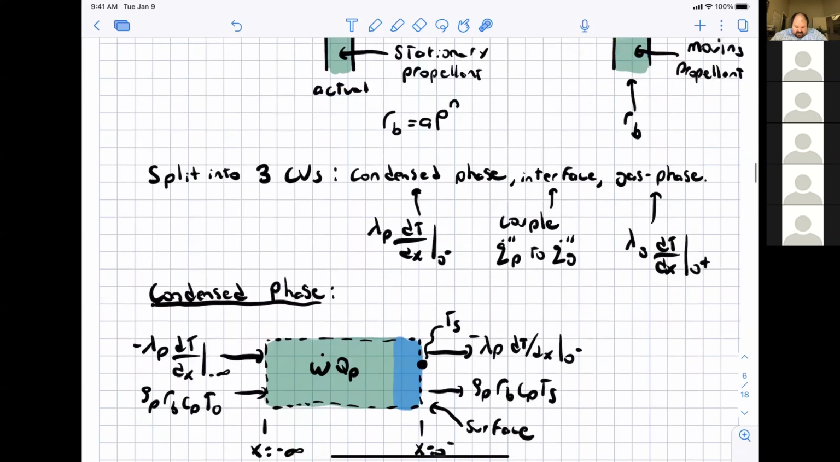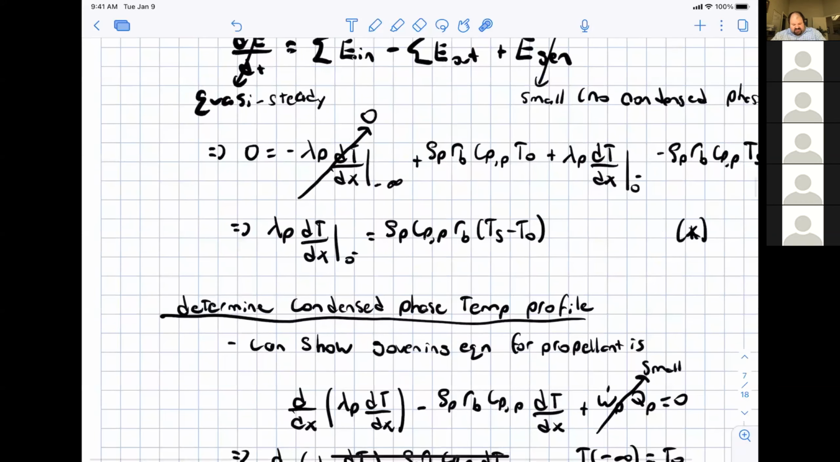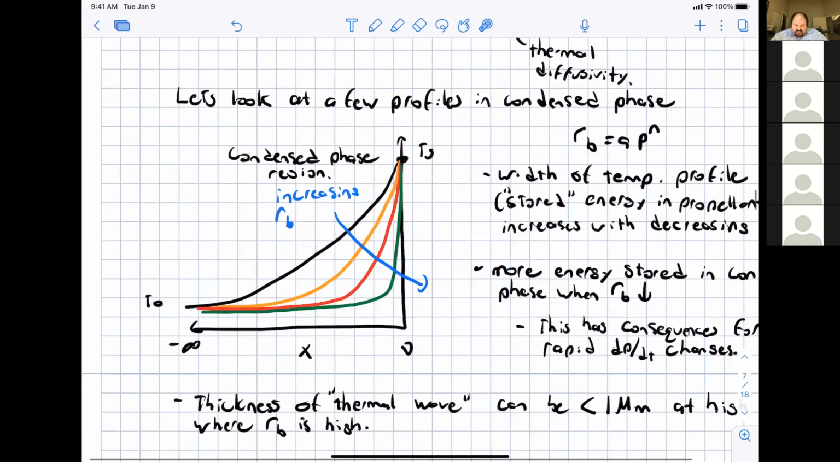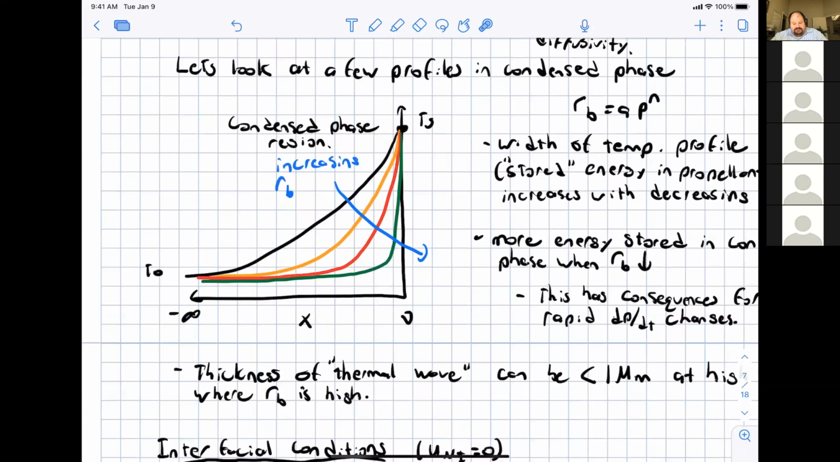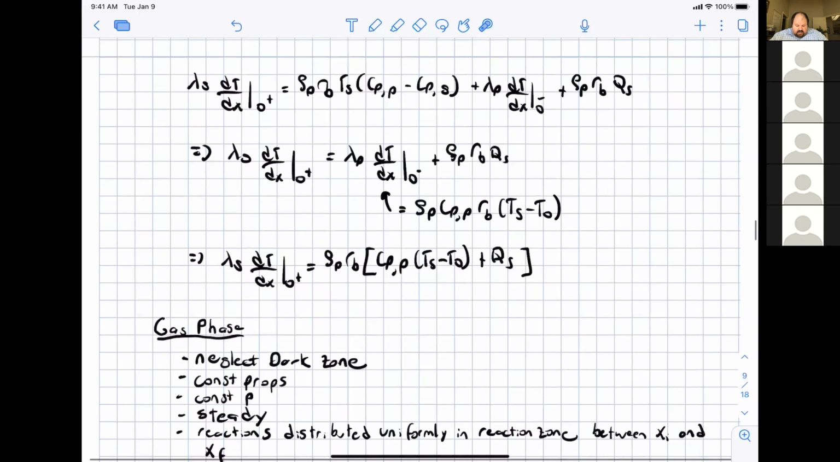So we worked with the condensed phase side, made a litany of assumptions, and found this relationship. Then we also integrated the temperature profile in the condensed phase side, and realized that the amount of thermal energy stored inside of the condensed phase decreases with increasing pressure, and that has a consequence on the effect of pressure, which I'll discuss sometime next week. Then we work with the interface.